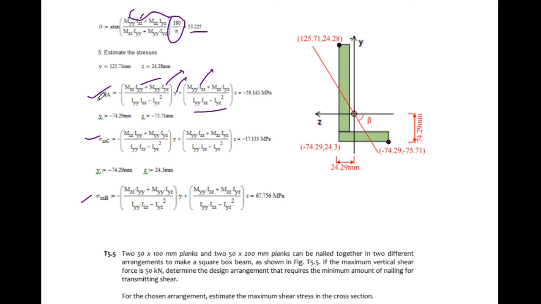For this, we know the formula. This distance is known, here y is the distance from the neutral axis. Please note that it is not from the origin, which we assumed here. Here y or z in this formula is the distance from the neutral axis. So we put all these terms in and get the stress at a, stress at c, and stress at b. So yeah, this is the first question.